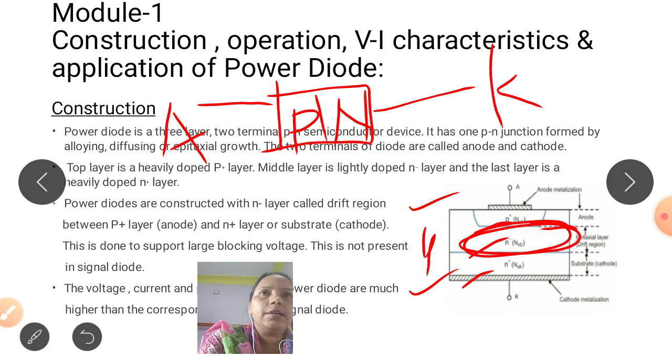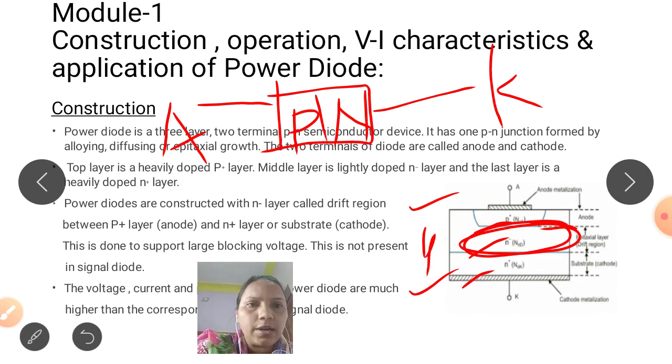In the case of p type material, the doping atom is the acceptor atom, and in the case of n type material, the doping atom is the donor atom. Okay, now you understand P plus, P minus, N plus, N minus, and the difference between them. Now you got it.